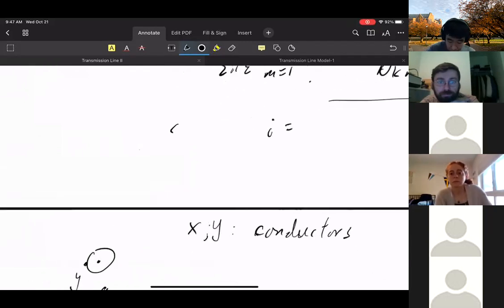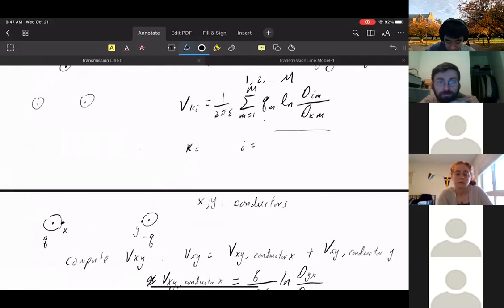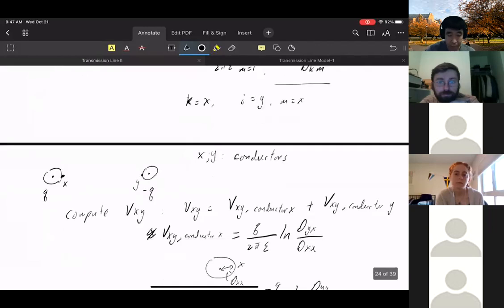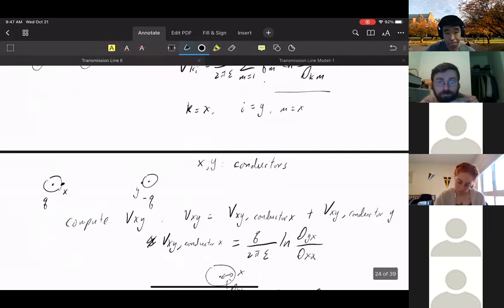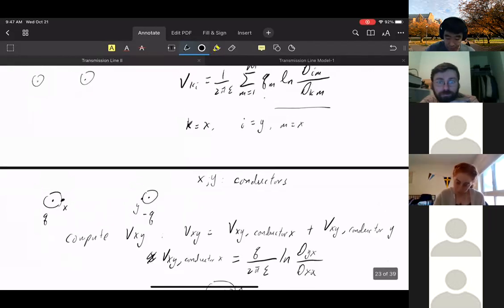So let's look at k. k is x, we're computing the voltage from x to y. We plug into this equation: k is x, i is y, and m is x for the x conductor. Then the distance d_im is the distance from y to x, so this is d_yx. We're computing the impact of this conductor on the voltage between x and y.